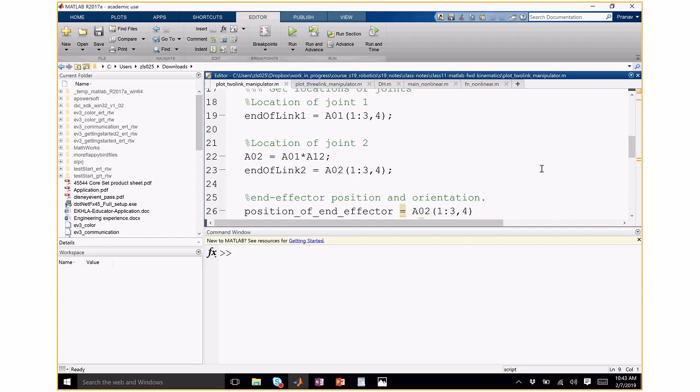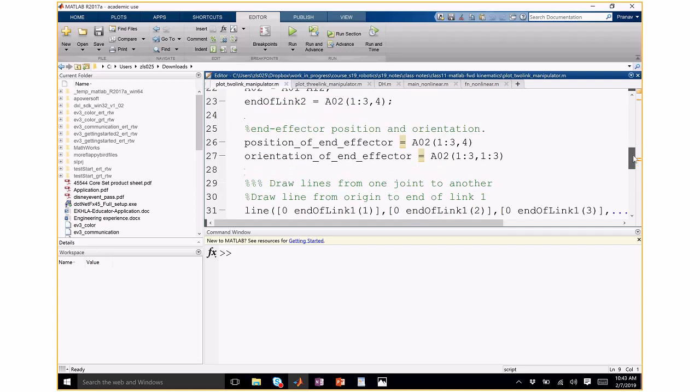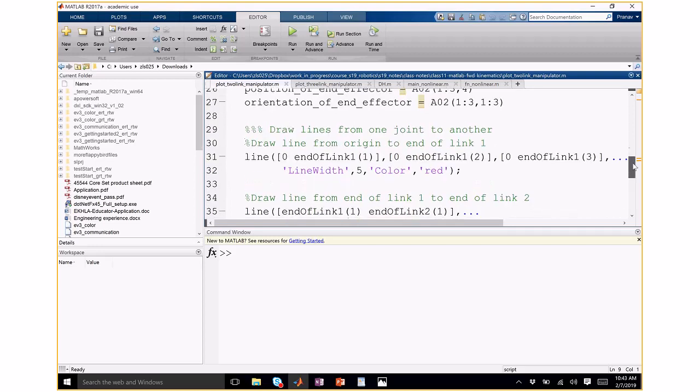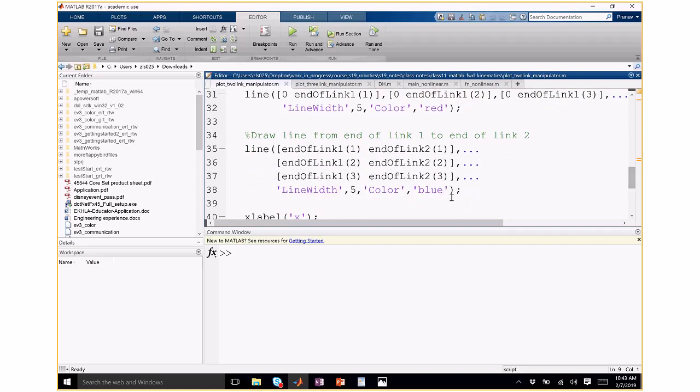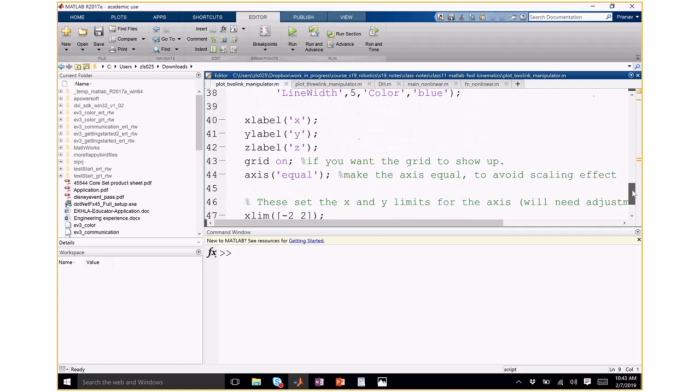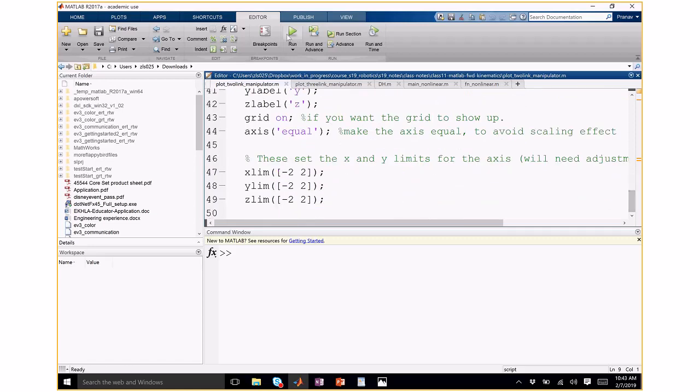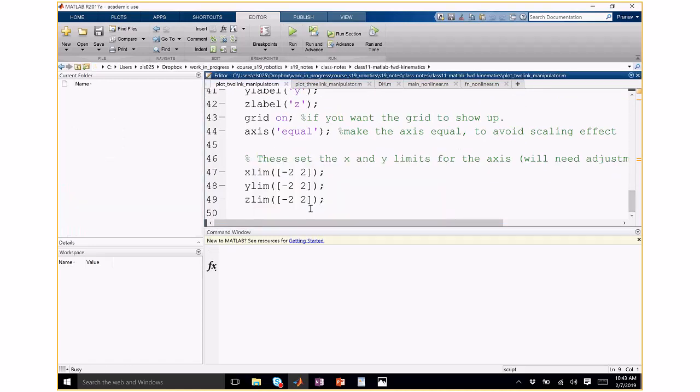So the position of the end effector is the A02. So the D20 orientation is that. That's not what is asked. I'm just asked to do the plot. So in the line command, you can see I wrote X, Y, and Z. I want a line width of 5, color of red for the first link. And the second link, I want it to be blue. Plot.